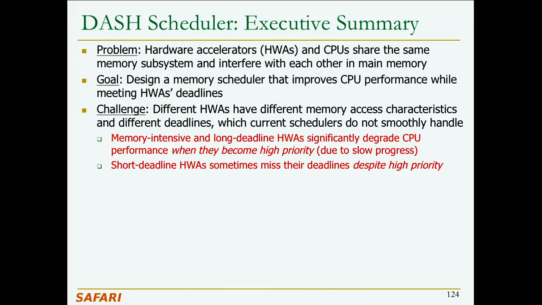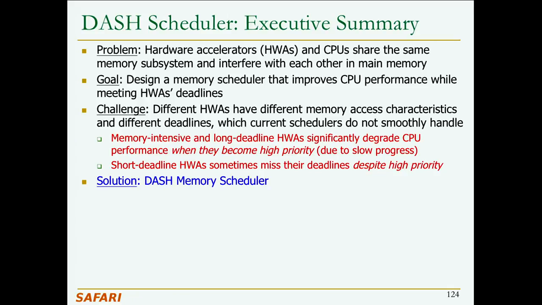On the other hand, accelerators that require very short, very quick response sometimes miss their deadlines, even though they may be given high priority. So you have very different types of accelerators. Something that requires a very quick response, something that has a long deadline. It needs to render this frame for a long time, but it's very memory intensive, and it still has some performance requirements. So they actually interact differently with the CPUs.